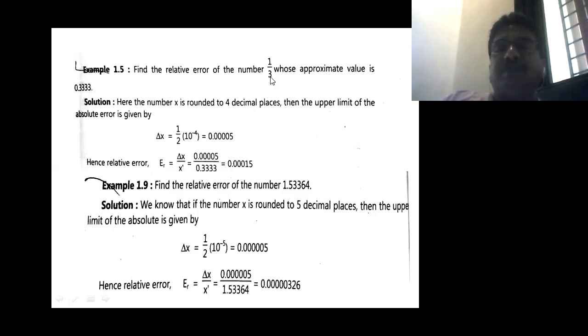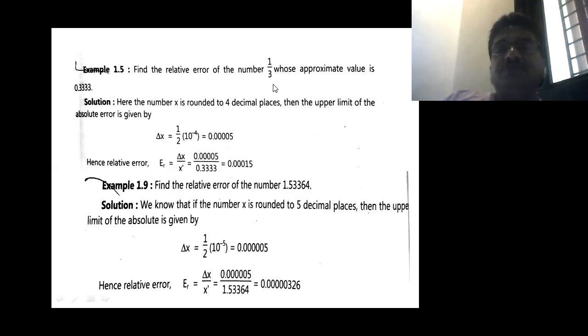of this number 1/3, and this number is rounded to four decimal places, and therefore the upper limit is what? The upper limit of absolute error is what? Delta x is 1/2 10 raised to minus 4, because this number is rounded to four decimal places, and therefore this is the absolute error, 0.5 times 10 to the power minus 4. And the relative error is what? Absolute error divided by the true value. So this is the answer.